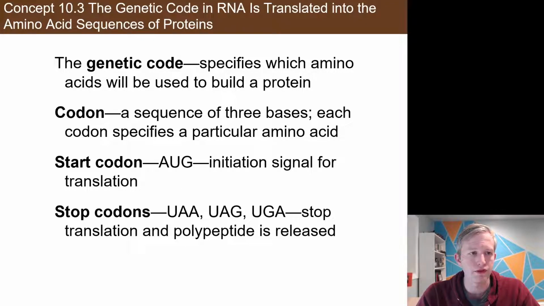This is 10.3, which is all about codons and mutations. I apologize if you're watching these in order because in the last video I said this was going to be about translation. That comes later.